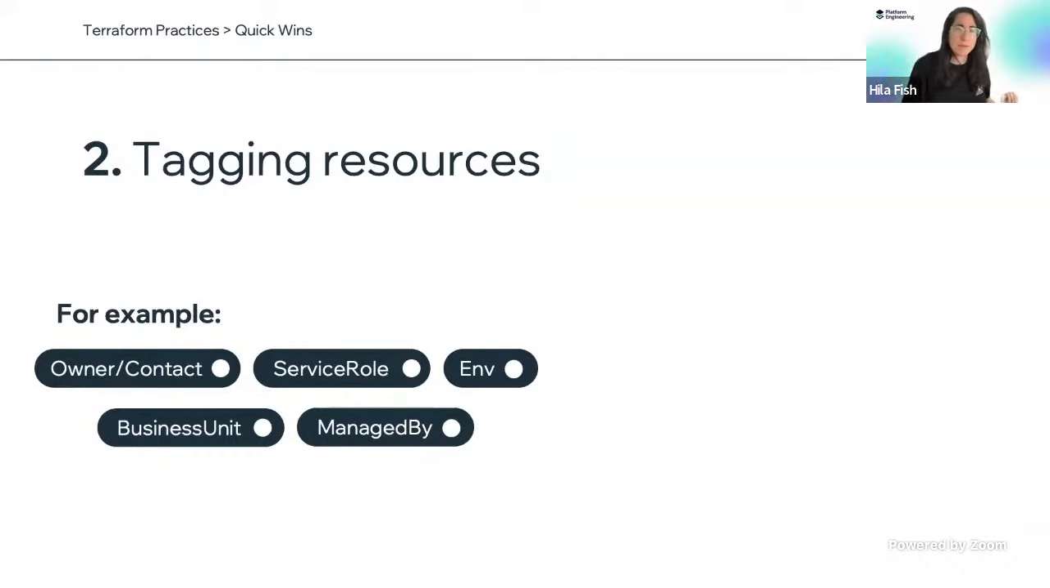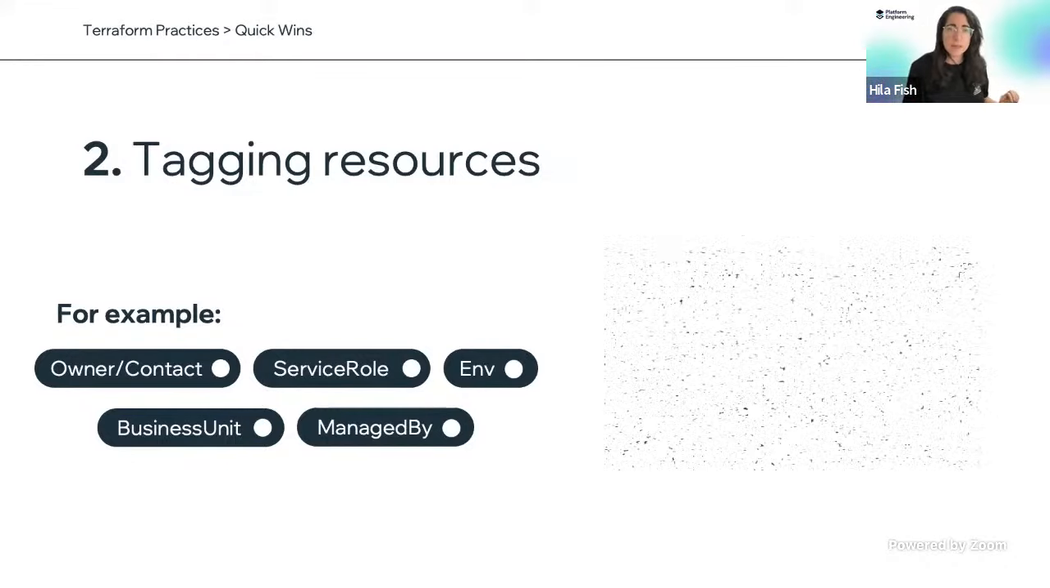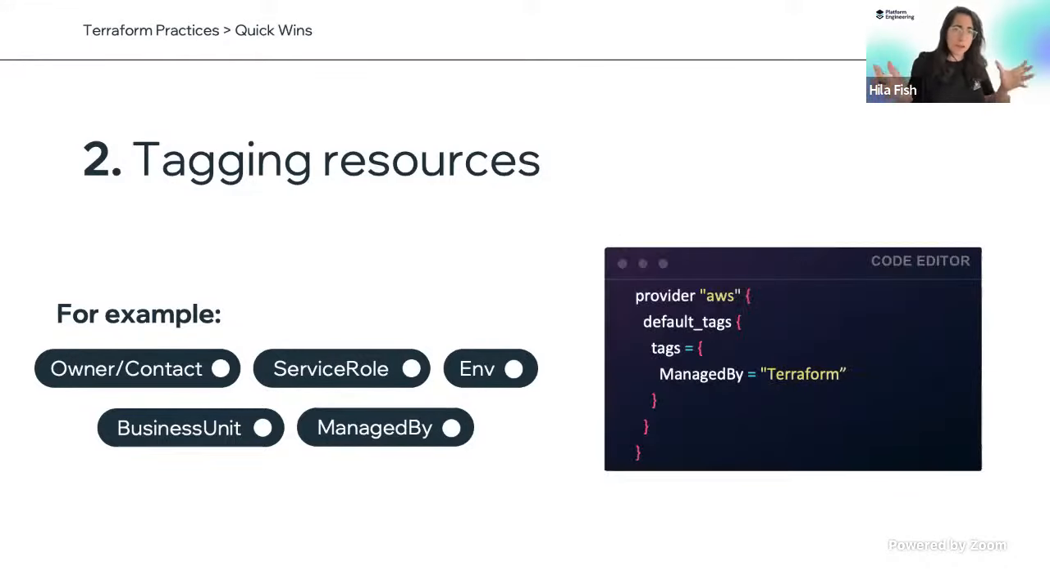So I've put here some examples of tags that we use in Wix for tagging the resources. And also Terraform allows setting up default tags. For example, in AWS, you can set up default tags for this provider. When I say default tags, it means that every resource that you create under this provider, aka every resource in AWS, will automatically get this tag. So it's good to have, for example, the managed-by-Terraform tag here.